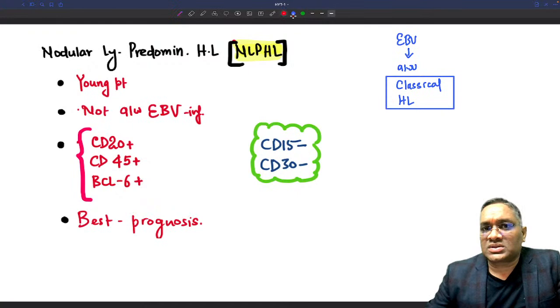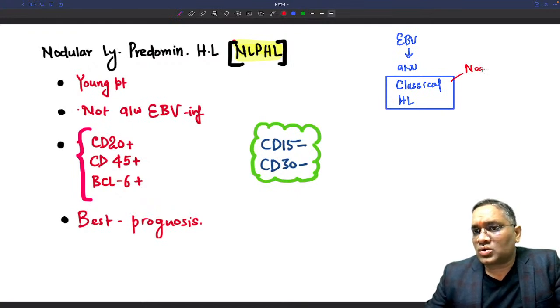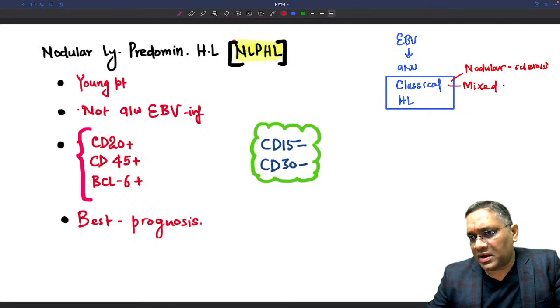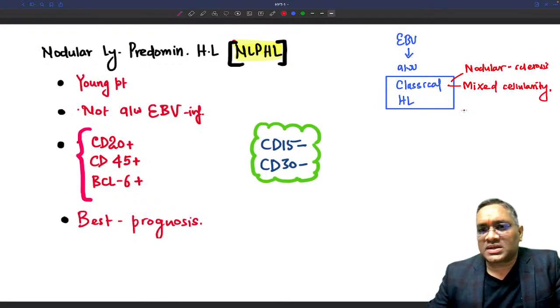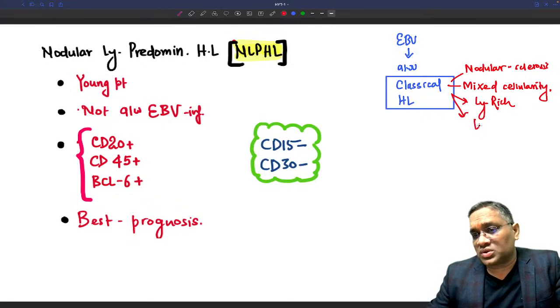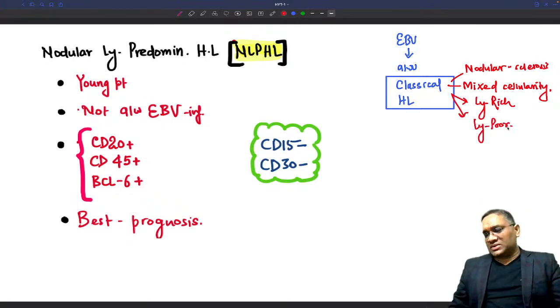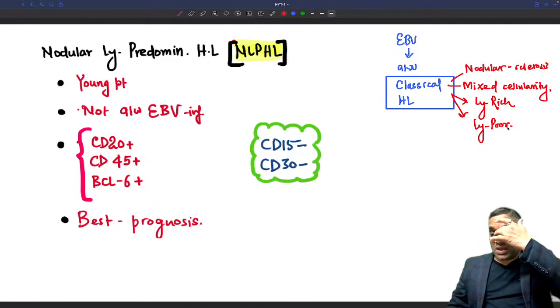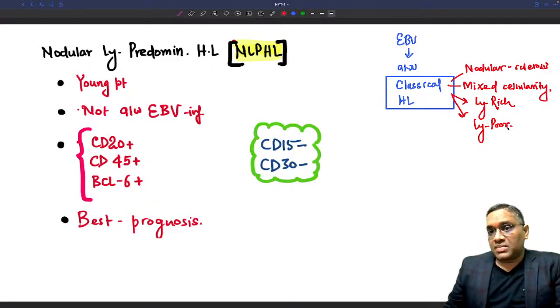You remember classical Hodgkin's lymphoma? Those called nodular sclerosis, right? Nodular sclerosis, mixed cellularity, right? Mixed cellularity, nodular sclerosis, lymphocyte rich, lymphocyte poor. So these are four types of classical. So they will be associated with Epstein-Barr virus, right?